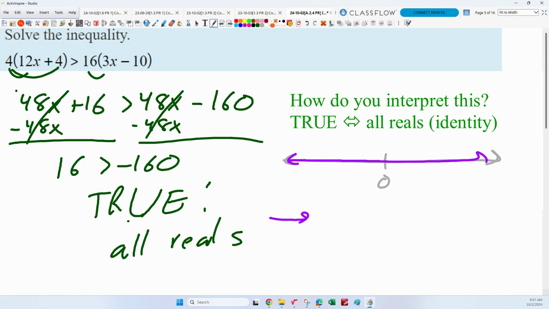Okay, now based on that graph, how would I say that with interval notation, do you think? Infinity on the right. Negative infinity on the left with, that's it. Yeah, that's how we'd say it. That's how we say all reals with interval notation. Okay?